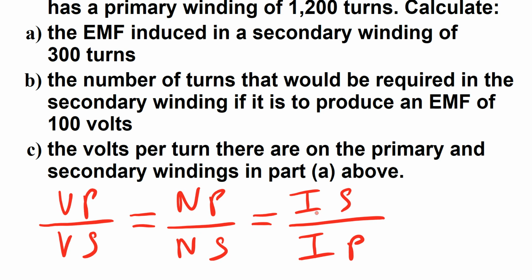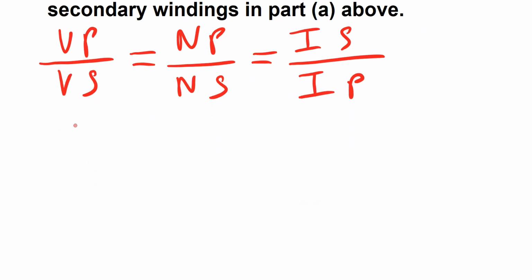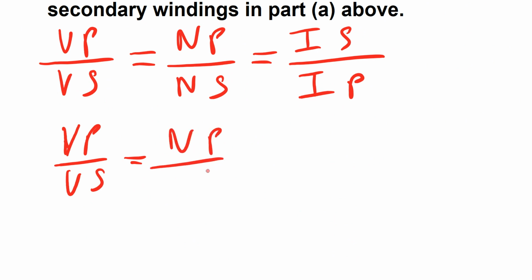Now, in part A, it wants us to find the EMF on the secondary. So that's the same as the voltage on the secondary. So we're looking for Vs. So let's have a look at this calculation and we can see if it will work out what Vs is going to be. So we'll take the part we're working with, Vp over Vs equals Np over Ns.